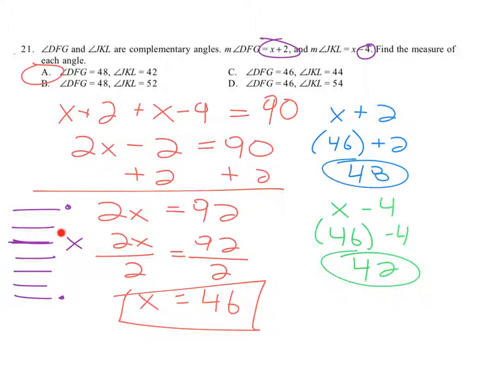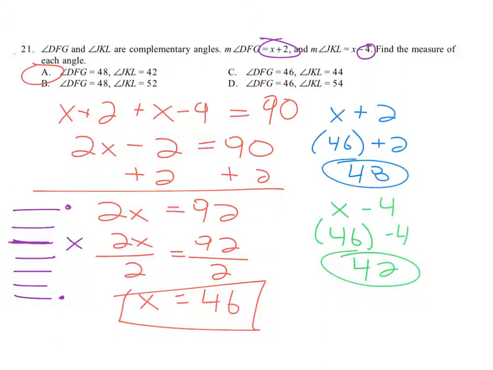How far apart are they? Well, this one went 2 more than x, up to here. The next one went down 4, x minus 4. So how far apart are they? They are 1, 2, 3, 4, 5, 6 units apart. So our answer has to be 6 units apart. This one is 48, this one's 42. That's 6 units apart. That's good.